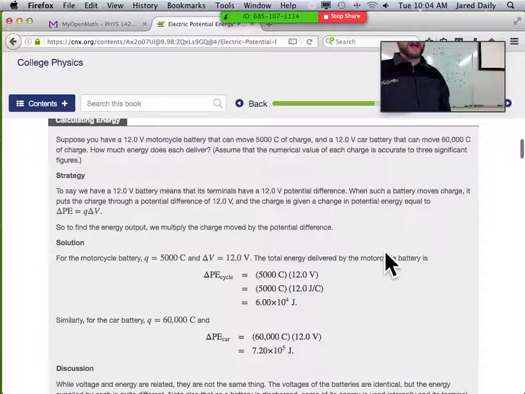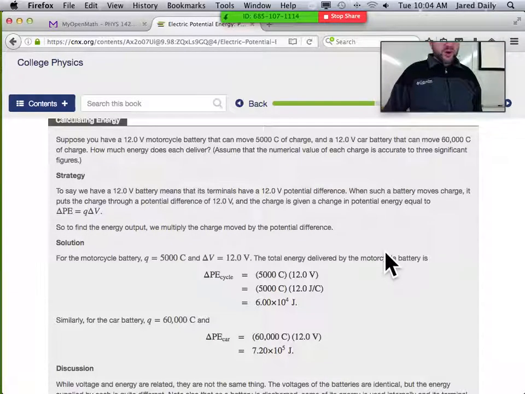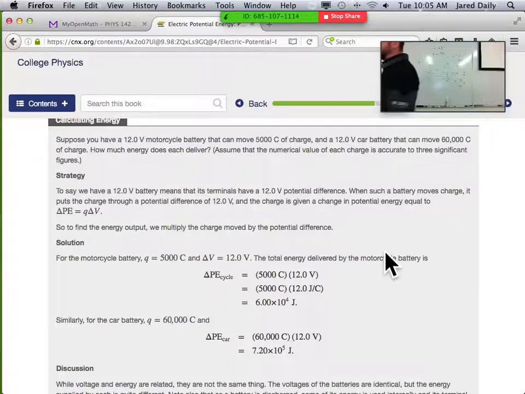Okay, so let's look at this example, the one calculating energy. You have a 12-volt motorcycle battery. It can move 5,000 coulombs of charge, and a 12-volt car battery that can move 60,000 coulombs of charge. So when you have a battery that has a voltage, it's essentially a battery that has two different charges in it that creates a field. And that field can push charges from one point to another. So that's the idea.